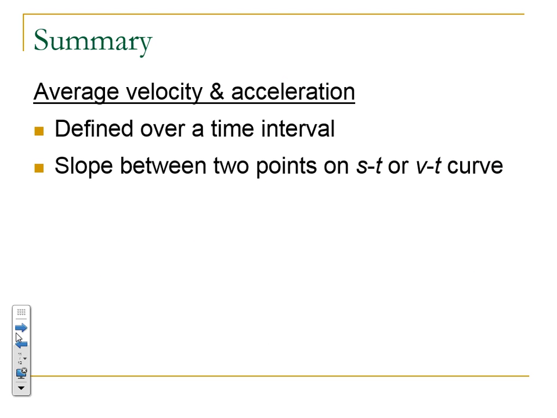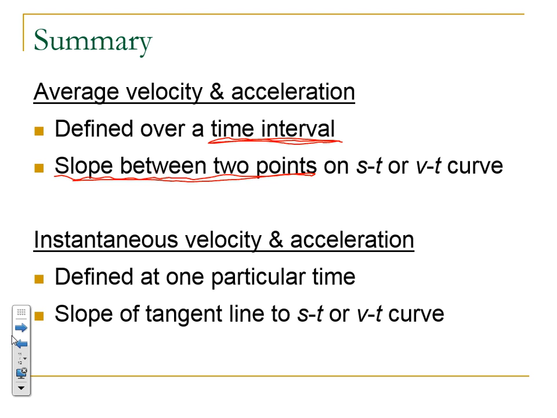Okay, so to summarize briefly, when we calculated our average quantities, velocity and acceleration, this was defined over a time interval, so we have some beginning and ending time, and we have a change in a quantity divided by that elapsed time, and it's the slope of a line that we draw between those 2 points, either on the position time curve for velocity or the velocity time curve for acceleration.